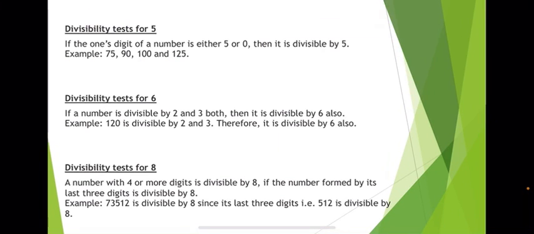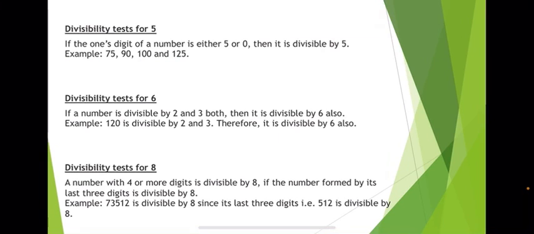Now let us discuss the divisibility of 5. If the ones digit of a number is either 5 or 0, then it is divisible by 5. Example, 75, 90, 100 and 125. In all these numbers, the ones place is 0 or 5.